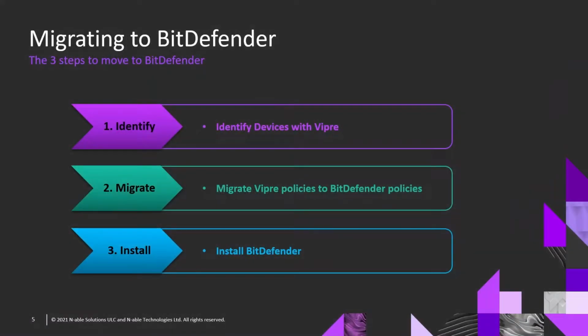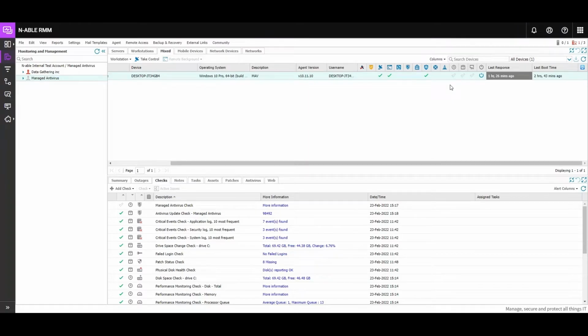During the next part of the video, we're going to touch on how to identify if devices still have Vipre installed, how to migrate Vipre policies to Bitdefender, and finally how to install Bitdefender. Let's get going. So we're now logged into the RMM management console.